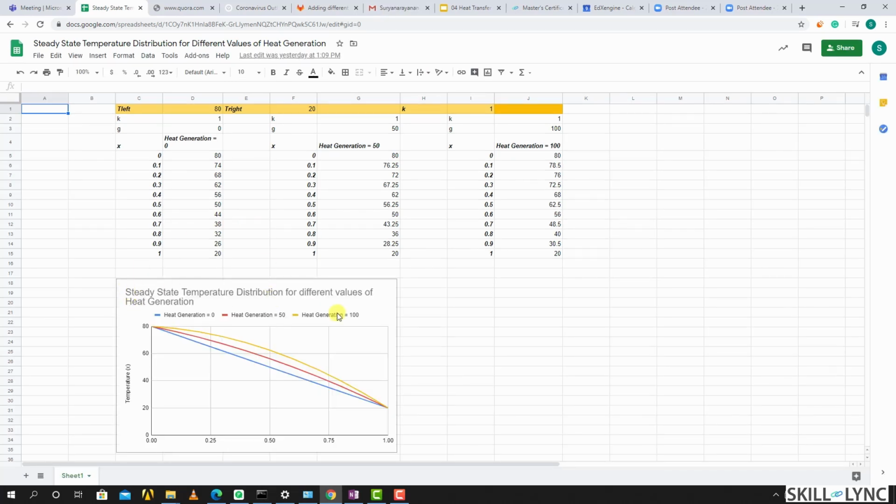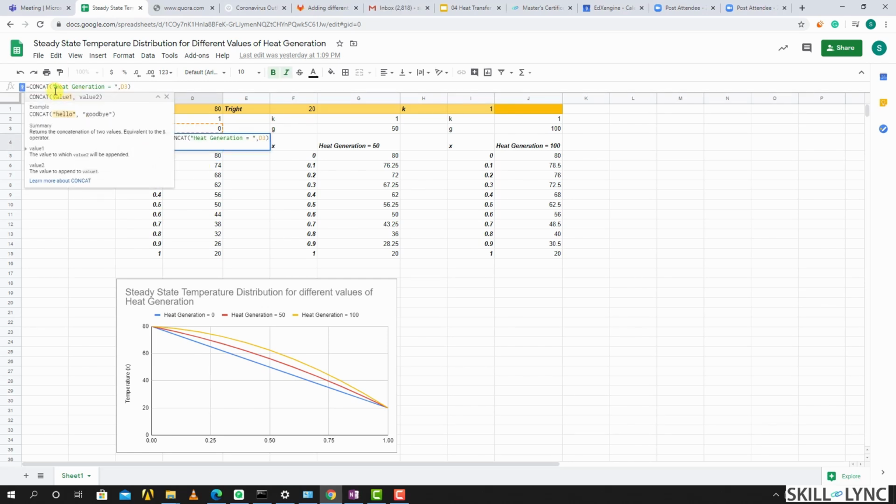So this right here is the steady state temperature distribution calculator. Here T left is 80 and T right hand side is 20 degrees Celsius. And for thermal conductivity, I have the control set right here. So for each and every case, I can basically change the value of thermal conductivity. Currently I'm not changing it. And here you can see that this is the X value, 0 to 1, and this right here is the temperature.